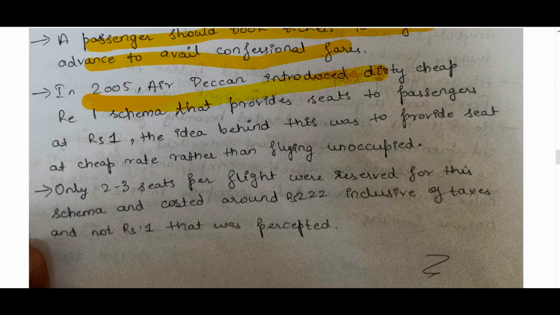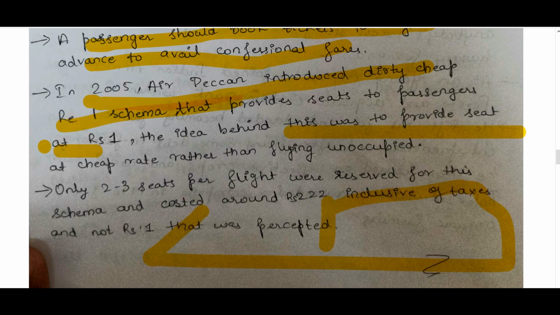In 2005, Air Deccan introduced the dirty cheap 1 rupee scheme, which provided a seat to a passenger at 1 rupee. The idea was to provide seats at a cheaper rate. Suppose a plane has 500 capacity and only 400 is filled. The remaining 100 seats were filled with the help of the 1 rupee scheme. His idea was to let the plane fly with seats occupied rather than unoccupied.